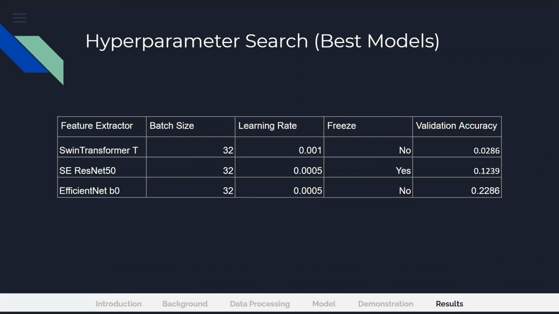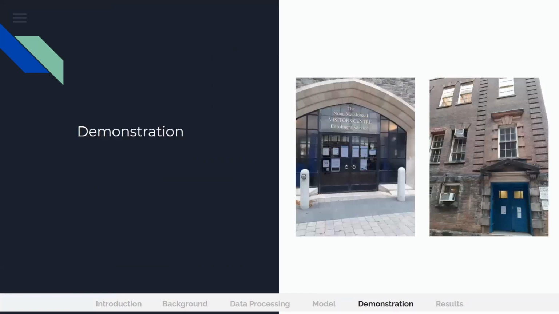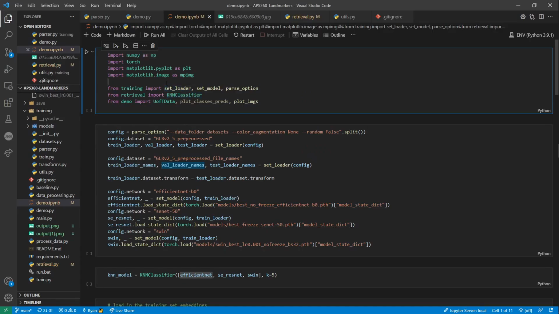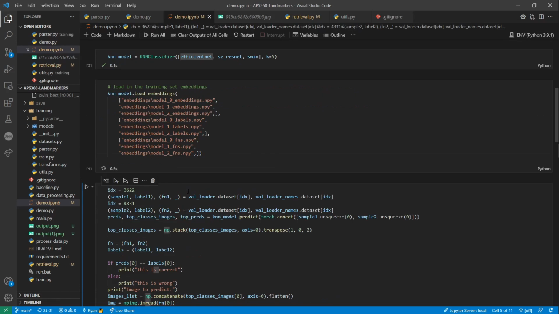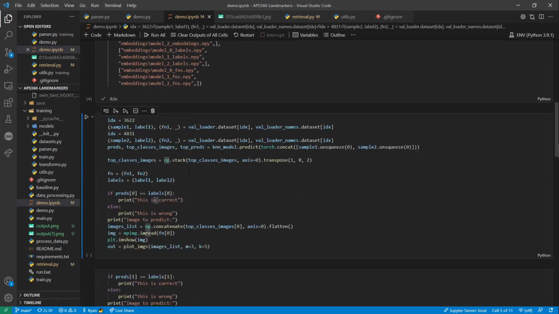I think it's a good idea that we demo this model so that we can get an idea of how exactly it works. I will hand it over to Ryan to do that. Thanks, Annie. So now we'll be moving on over to the demonstration. So here's our demo. It's a Jupyter notebook, and we're going to start off by running all of the precursor code and loading in our networks, starting up our KNN classifier and loading in our embeddings.